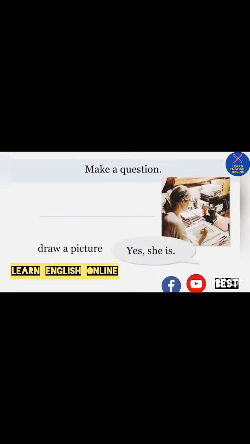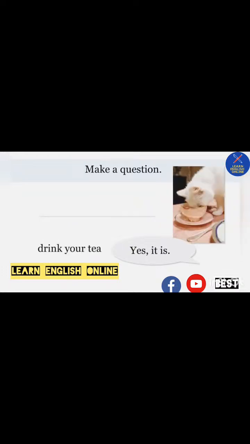Try again. This time, draw a picture. Draw is the verb. And yes, she is the answer, so you know she is the subject. Is she drawing a picture? Yes, she is. One more. Here the verb is drink, and the subject is it. I don't know if this cat is a girl cat or a boy cat, so I'm going to say it. Is it drinking your tea? Yes, it is.